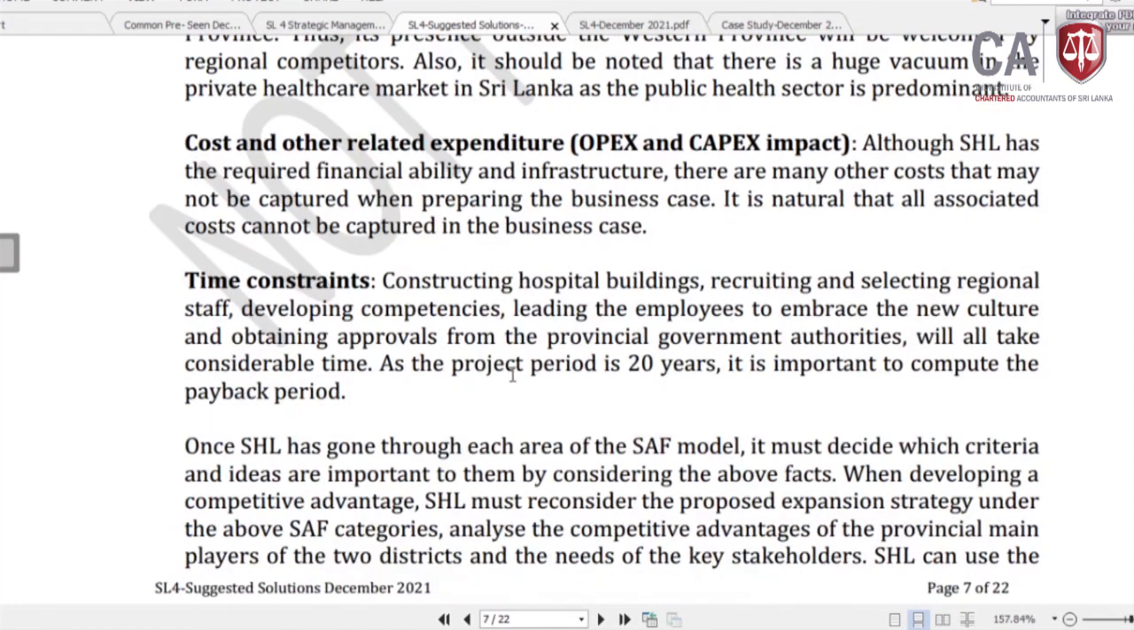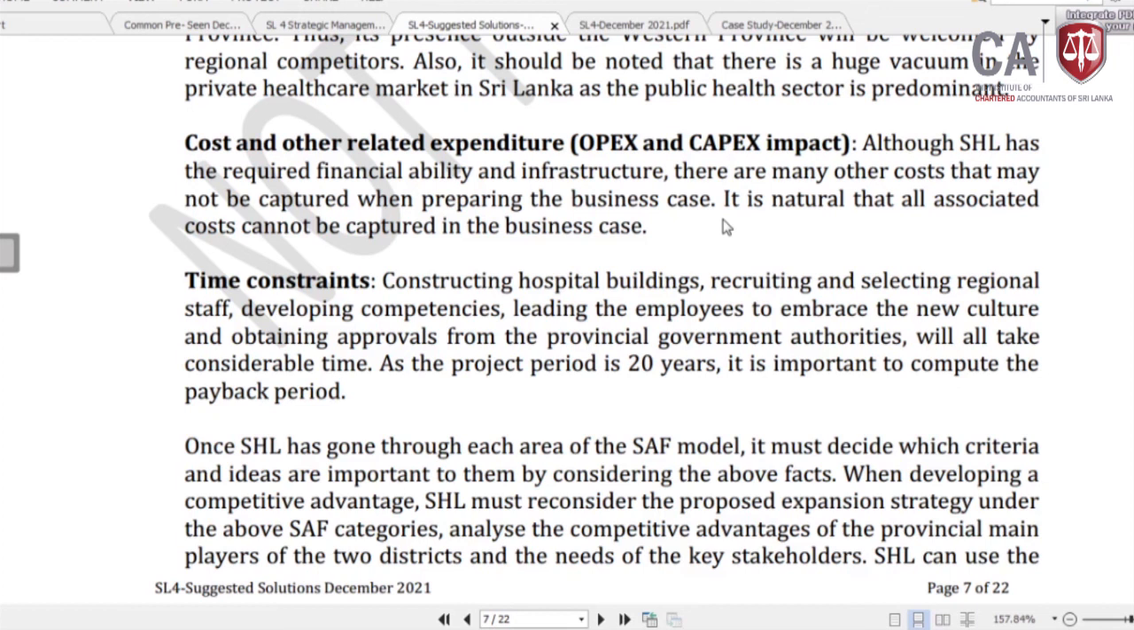Cost and other related expenditure. Although SHL has the required financial ability and infrastructure, there are many other costs that may not be captured when preparing the business case. It is natural that all associated costs cannot be captured in the business case. It's a practical scenario, not easy to capture all the related expenses.